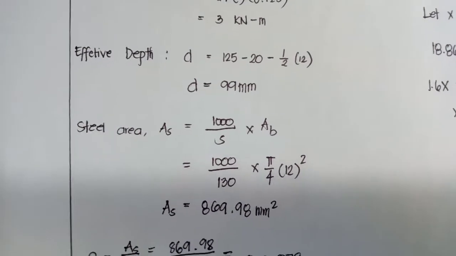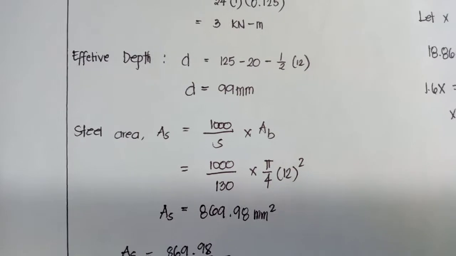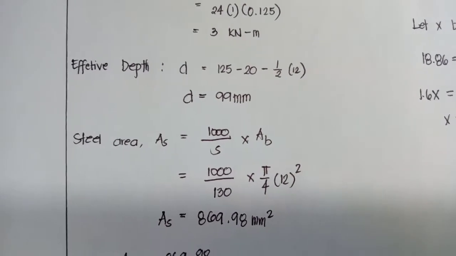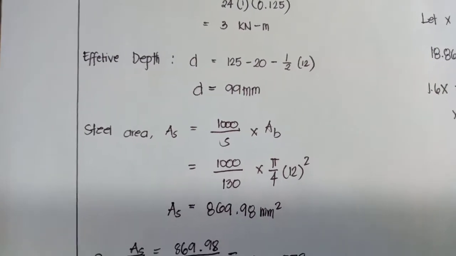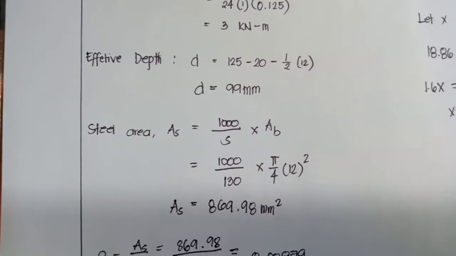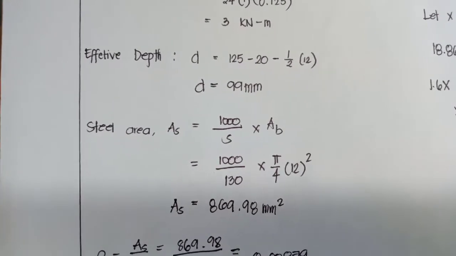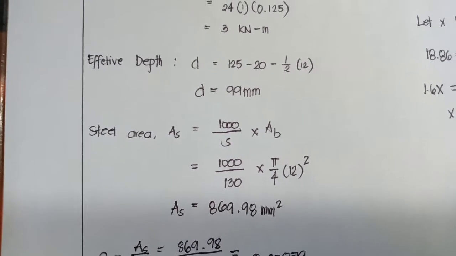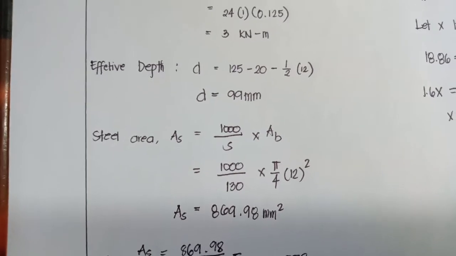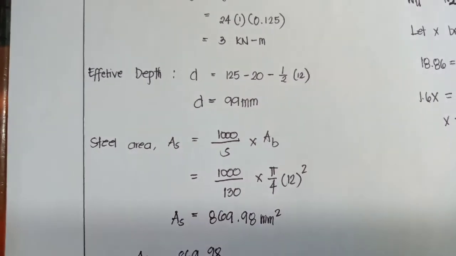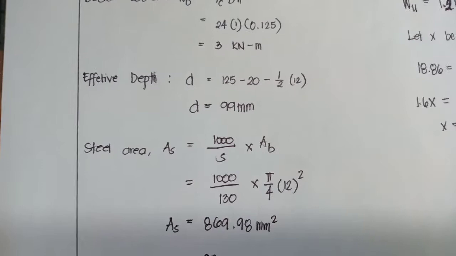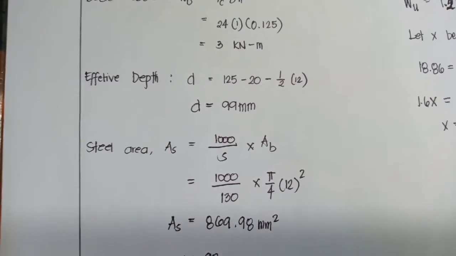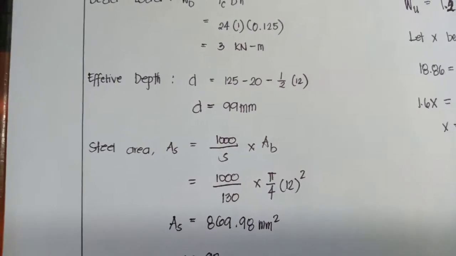Next is to compute the effective depth of the slab using the formula d equals h subtracted by the covering. Since no value is given for covering, we will be using the usual 20 mm concrete cover of the slab, and then subtracted by one half of the diameter of the main bar. Substituting all the values, we obtain the effective depth as d equals 99 mm.